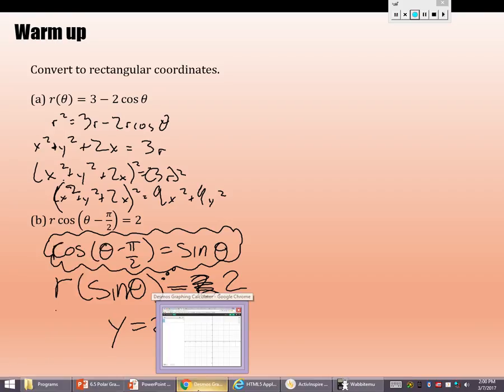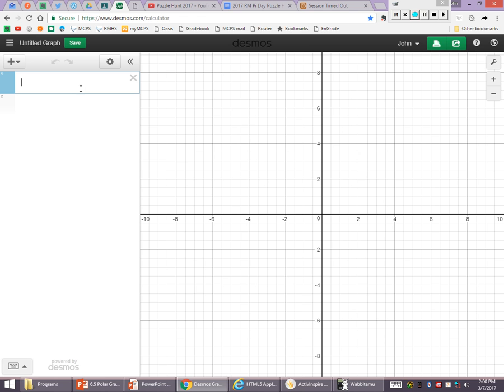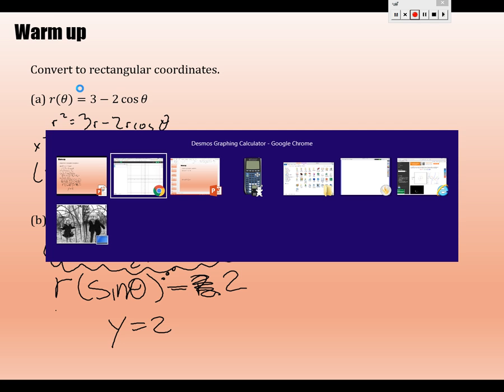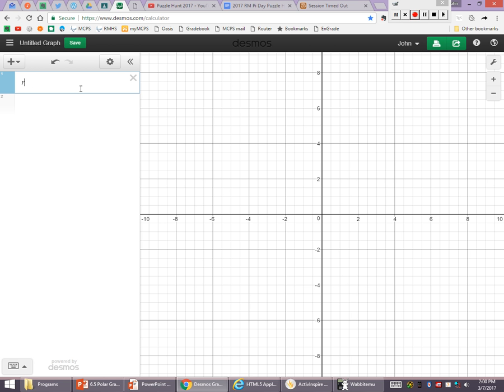All right. When in doubt, let's look at it in Desmos. Okay, you ready? Desmos is beautiful. All right. r equals 3, what's it supposed to be? Minus 2 cosine theta? Yes. You can type theta as a word.